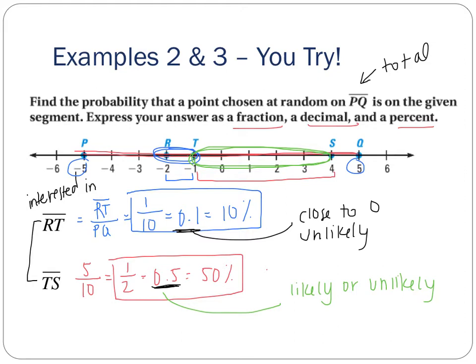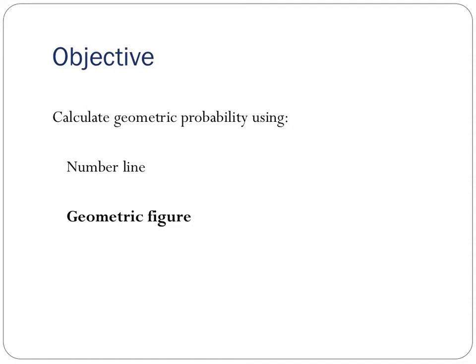So that was the number line. That was calculating probability using a number line. Now we're going to calculate probability using a geometric figure. It's going to use a similar idea. We're also going to introduce some area, and it's going to be a little more difficult. So let's move on to an example.